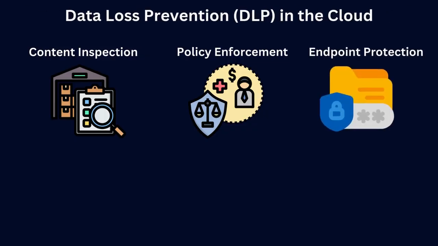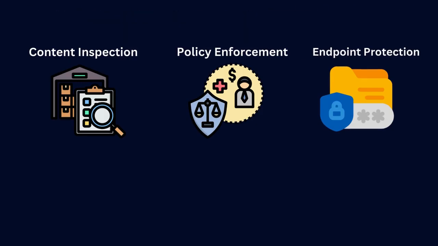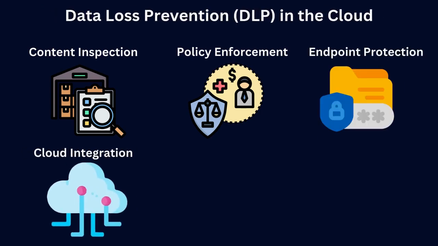Endpoint protection. Extend DLP to endpoints such as laptops and mobile devices to prevent data leakage from devices. Endpoint DLP agents monitor and enforce policies on these devices. Cloud integration. Integrate DLP with cloud services, for example email and cloud storage, to monitor data as it is shared or stored in the cloud. DLP solutions should support popular cloud platforms like AWS, Azure, and GCP.